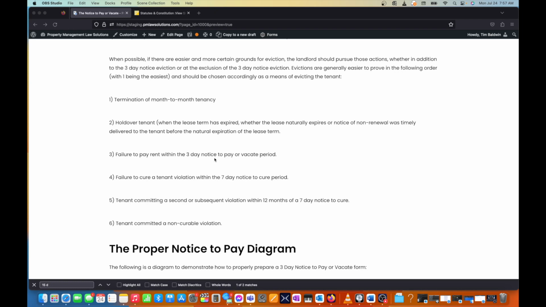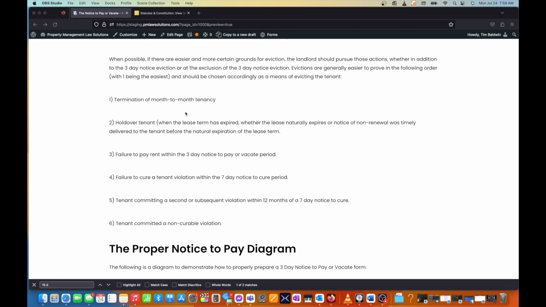And then 3-day notice to pays are similar in nature. And then as you go down into the 7-day notice to cure and then the non-curable violations, those are a little bit more fact intensive, and so those are a little bit less ideal as far as just the simplicity of the eviction.